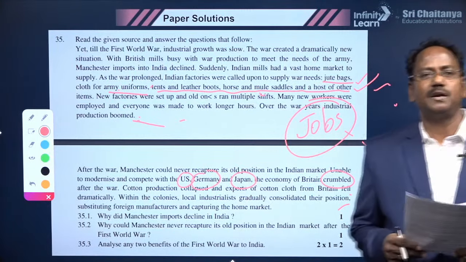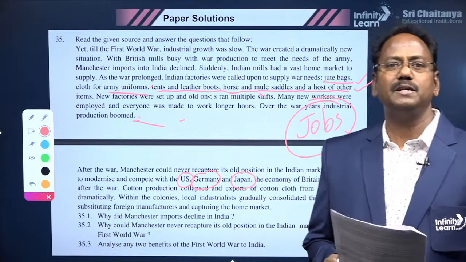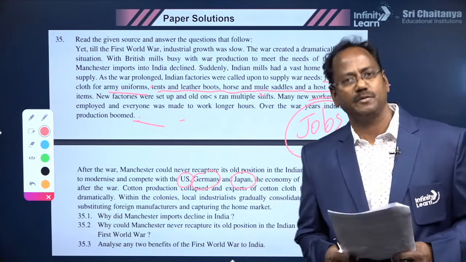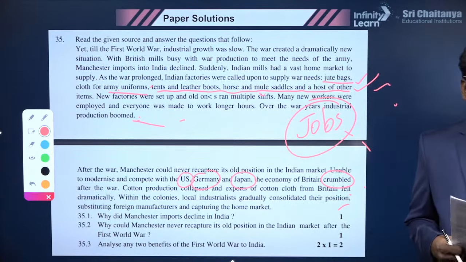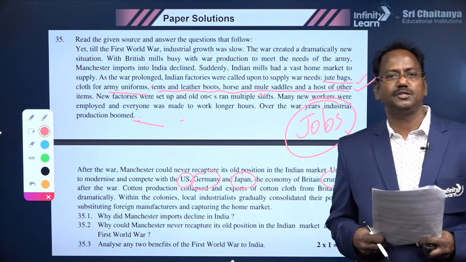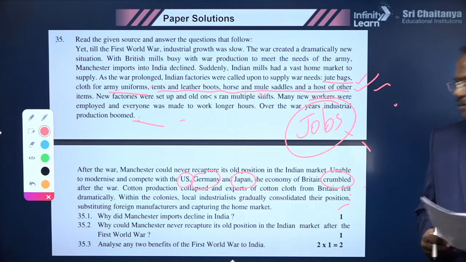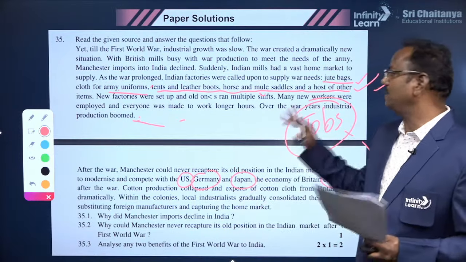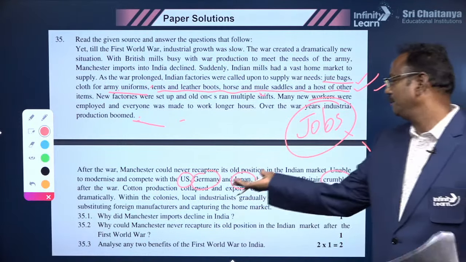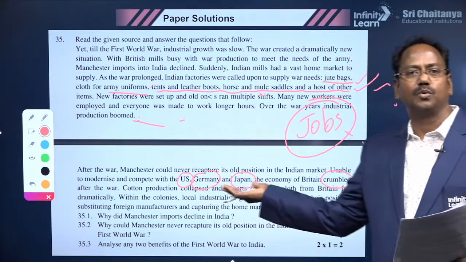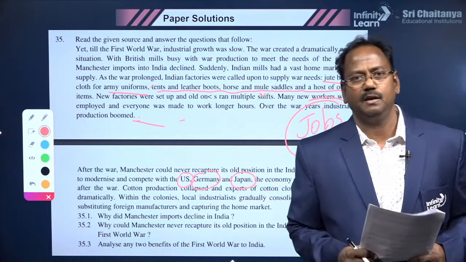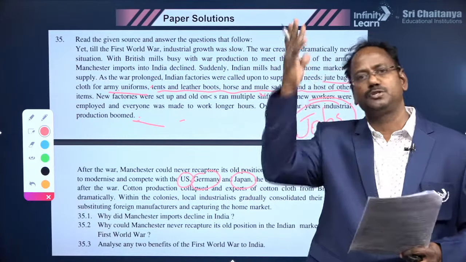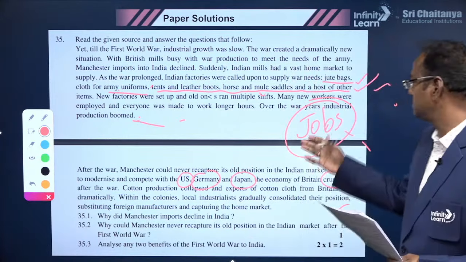Huge employment generation was made. This employment generation increased the income levels of the people. Understand? So a lot of industrialization and urbanization conditions prevailed during this period of war and after. But after this, Manchester could not retain its position again in India. It couldn't get the same position like before, because Indian industries had boomed.